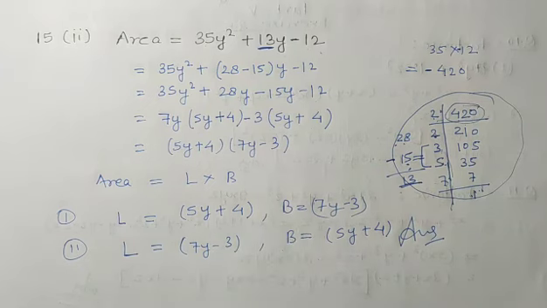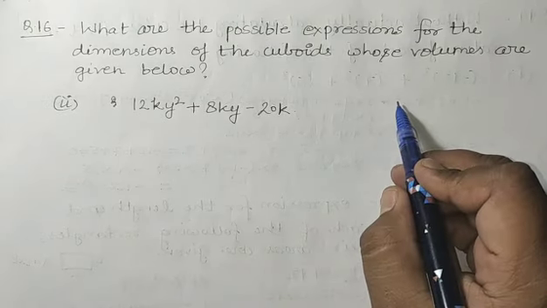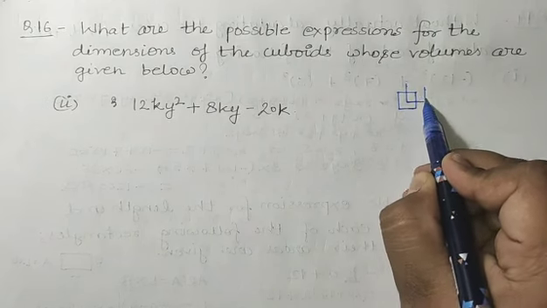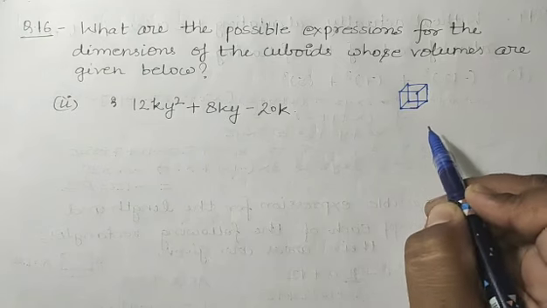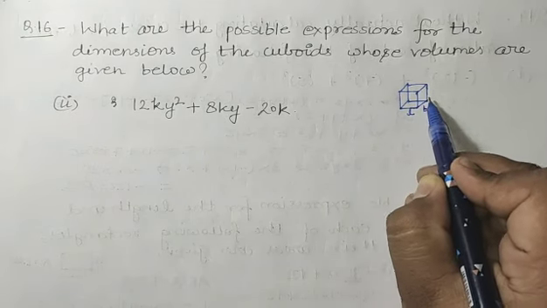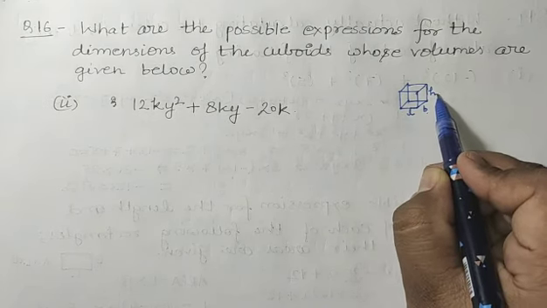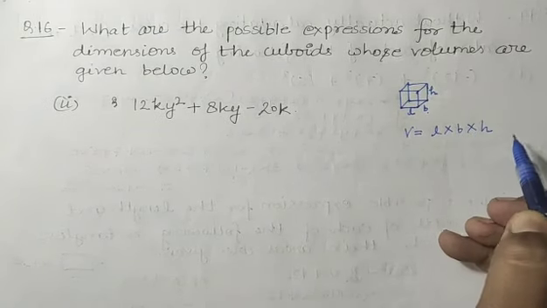Coming to the last question student, what are the possible expressions for the dimensions of the cuboids whose volumes are given below? Firstly you have to see that cuboid means a shape like this, in which one is length, one is breadth, and one is its height. So in a cuboid, length, breadth, height will be there. And volume is length into breadth into height.